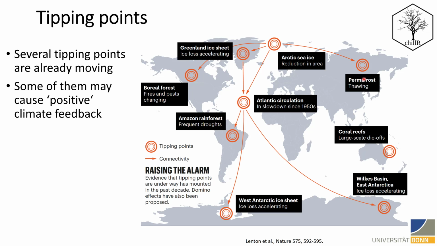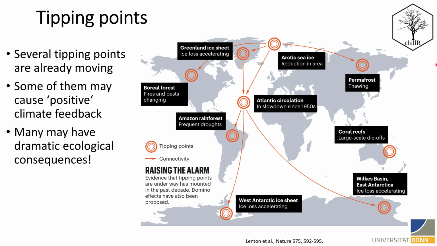And some of these may cause positive climate feedback. Again, positive is not good for us. Positive means accelerating climate change. Yeah, and many of them have dramatic ecological consequences. For example, there's an entire food chain in the Arctic that relies on the sea ice, even on small algae growing on the underside of the ice. And that whole chain ultimately leads to even large sea mammals and all kinds of other creatures. That is all in jeopardy if these ecosystems get damaged by the warming that we're causing.